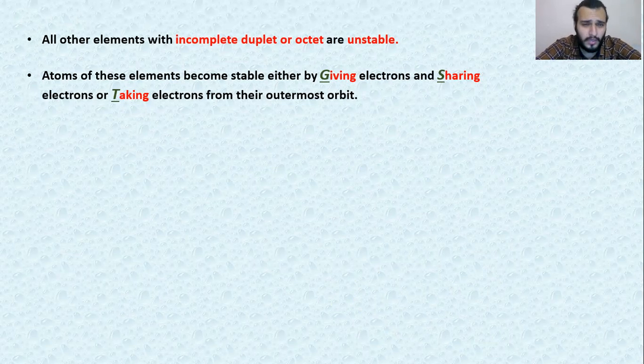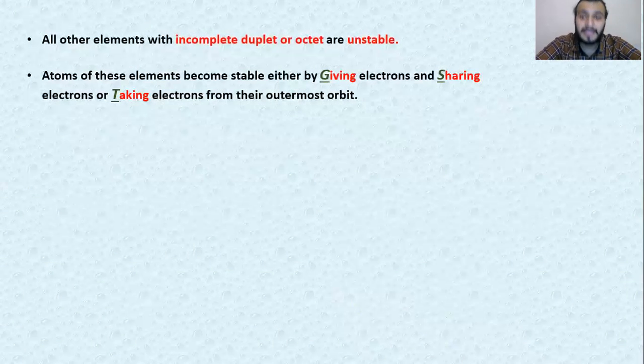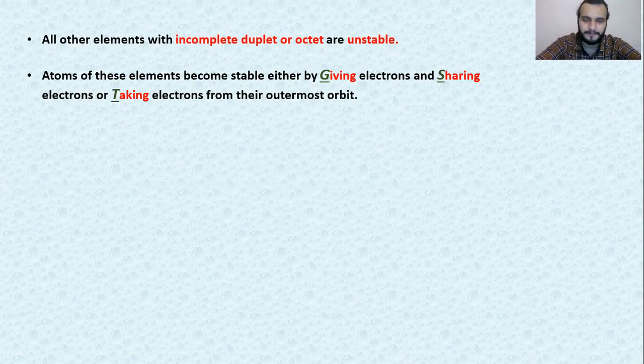That is giving, sharing, taking. A shortcut to remember is GST. Not the GST of Modi ji, here it is the chemistry GST, that is giving, sharing and taking. So GST means giving, sharing and taking. So by any one method, either by giving or sharing or taking electrons, atoms or elements become stable. And this give and share takes place from the outermost shell or outermost orbit only.